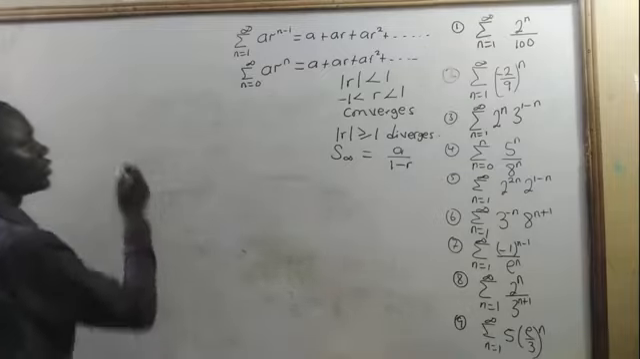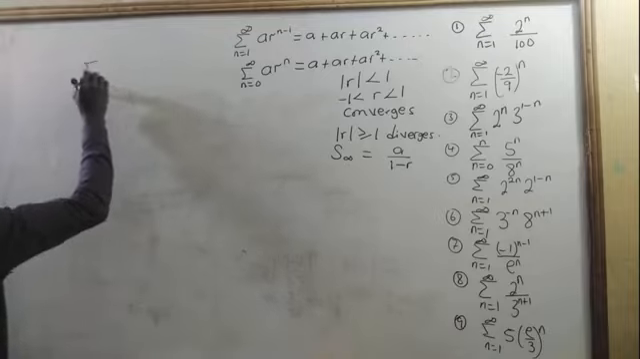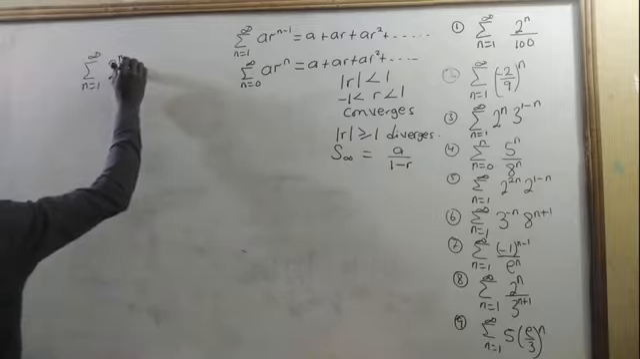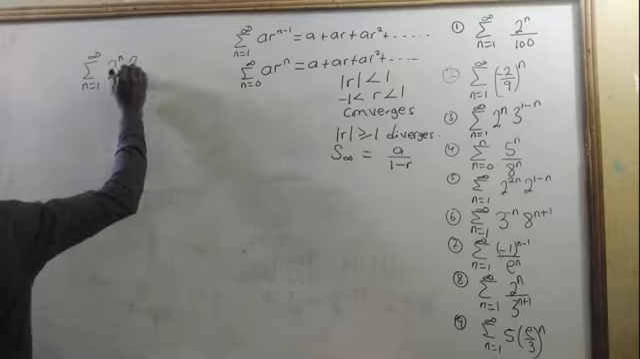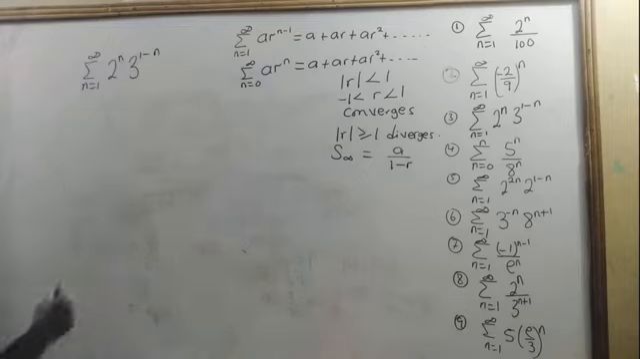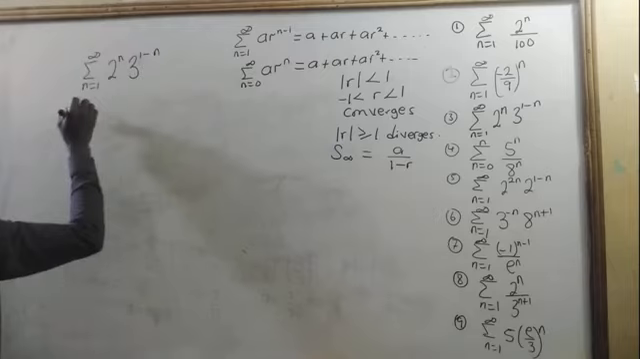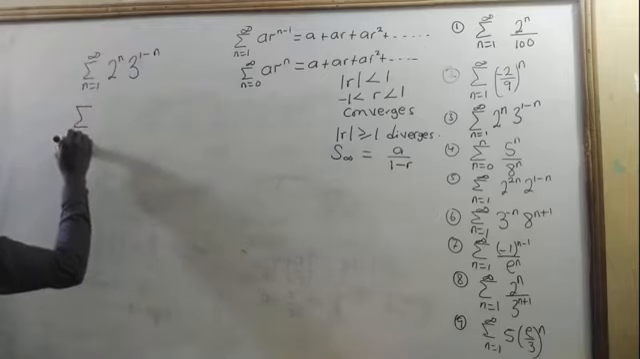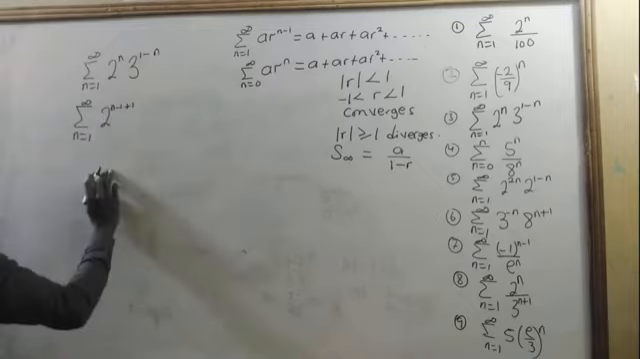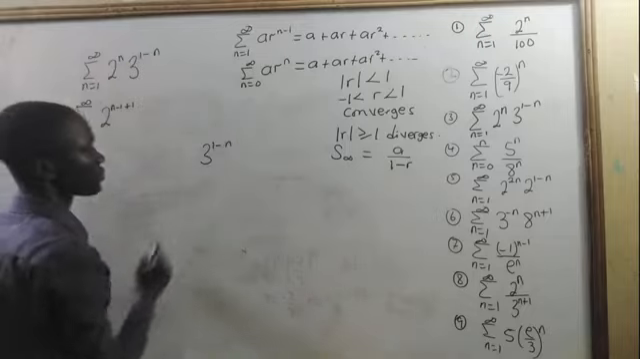Now, for the third one, we have summation n equal to 1 up to infinity of 2 exponent n times 3 exponent 1 minus n. Now this one is very simple for us to do. So here 2 exponent n, we can write as 2 exponent n minus 1 plus 1. But what about 3 exponent 1 minus n?